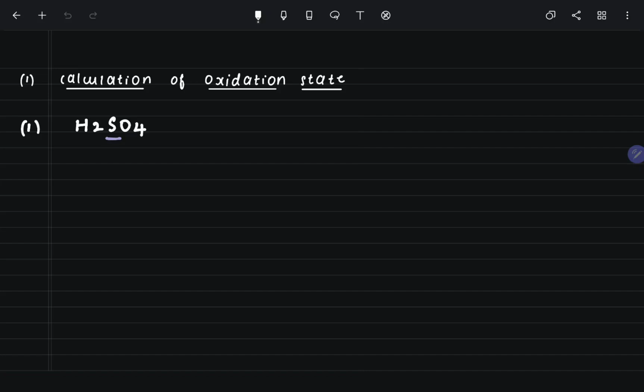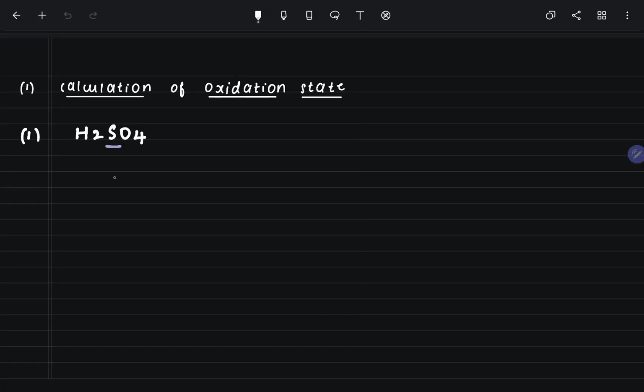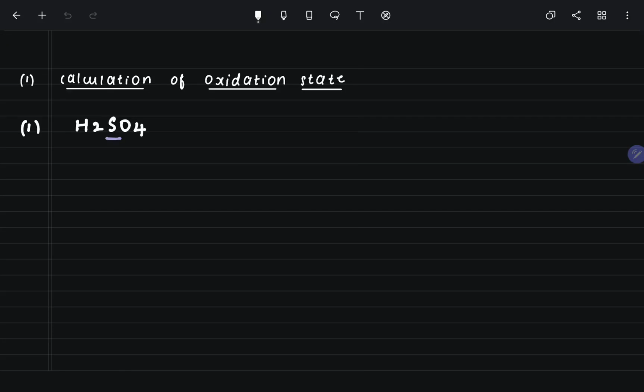What is the state of hydrogen? 1, right? You have 2 hydrogen, so you write 1 into 2 plus. You don't know the sulfur value, right? So just write X plus. Oxygen is an anion, so you have to write -2. This is the fixed value of oxygen, so always write -2. You have 4 oxygen, so write 4, is equal to 0. That's all. The first step is very simple.